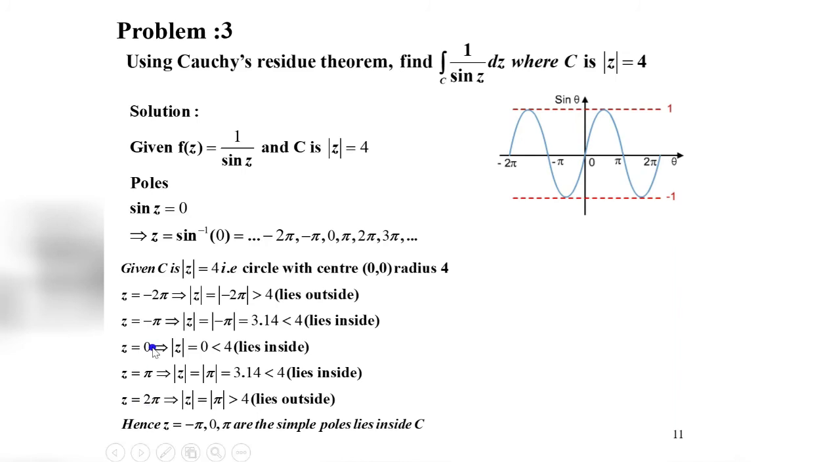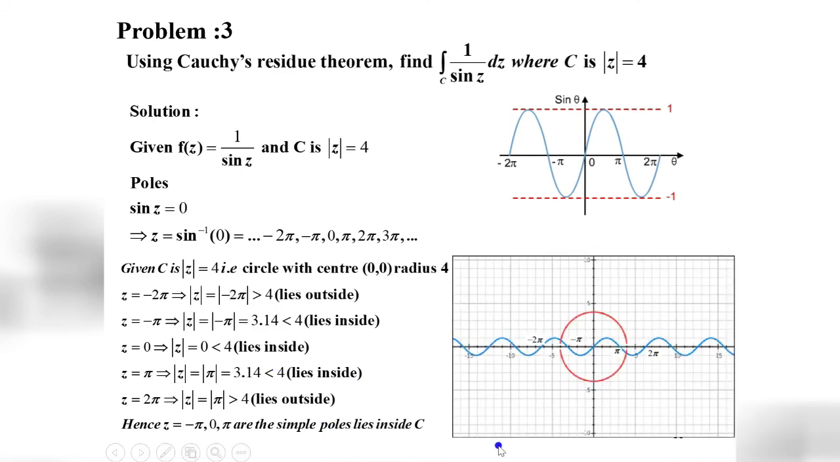The other way of understanding is this visual representation. Here the blue line represents the sine curve and the red circle represents the given region modulus of z equal to 4, that is, a circle with center (0, 0) and radius 4. You can clearly see that only 3 poles, minus pi, 0 and pi, lie inside the given region, and all the other poles lie outside the given region. So we have to find residues only for these 3 poles, and these 3 poles are simple poles.